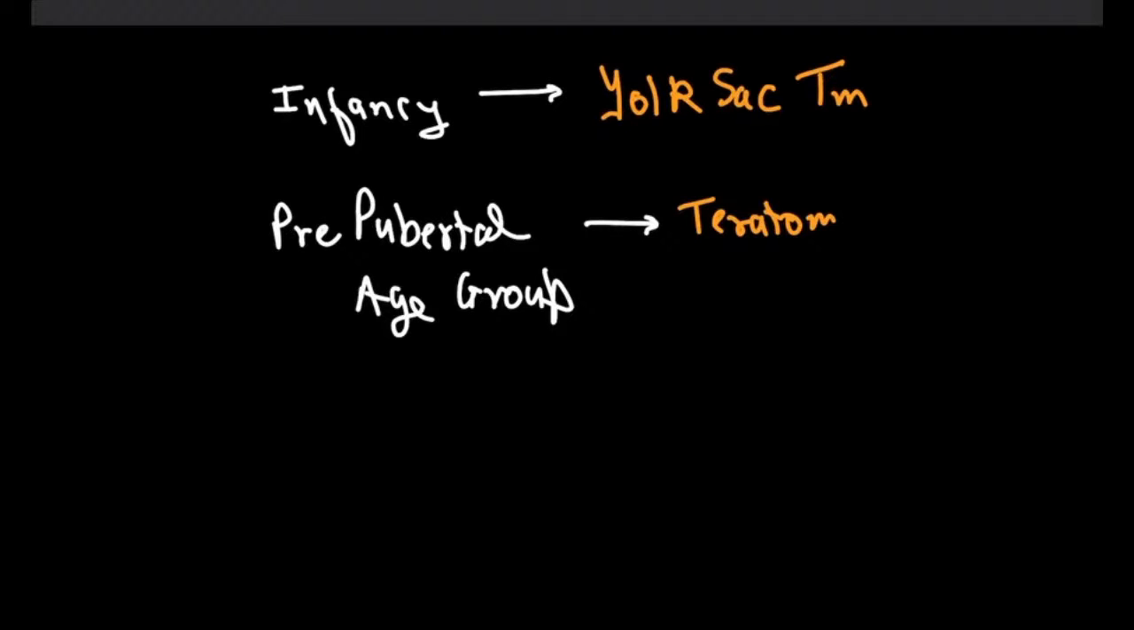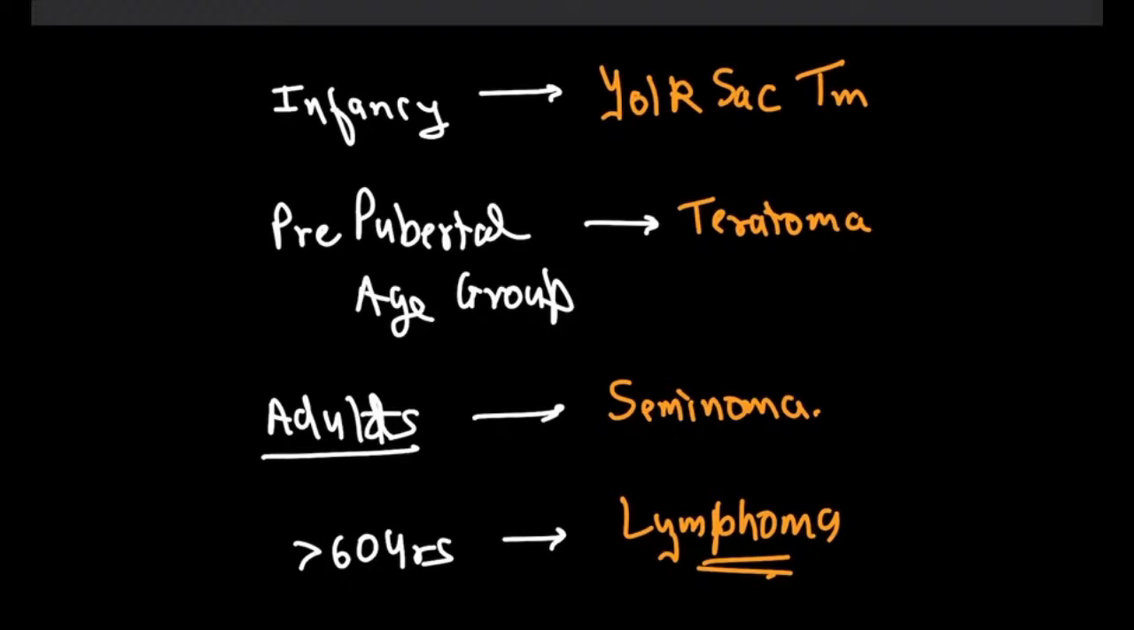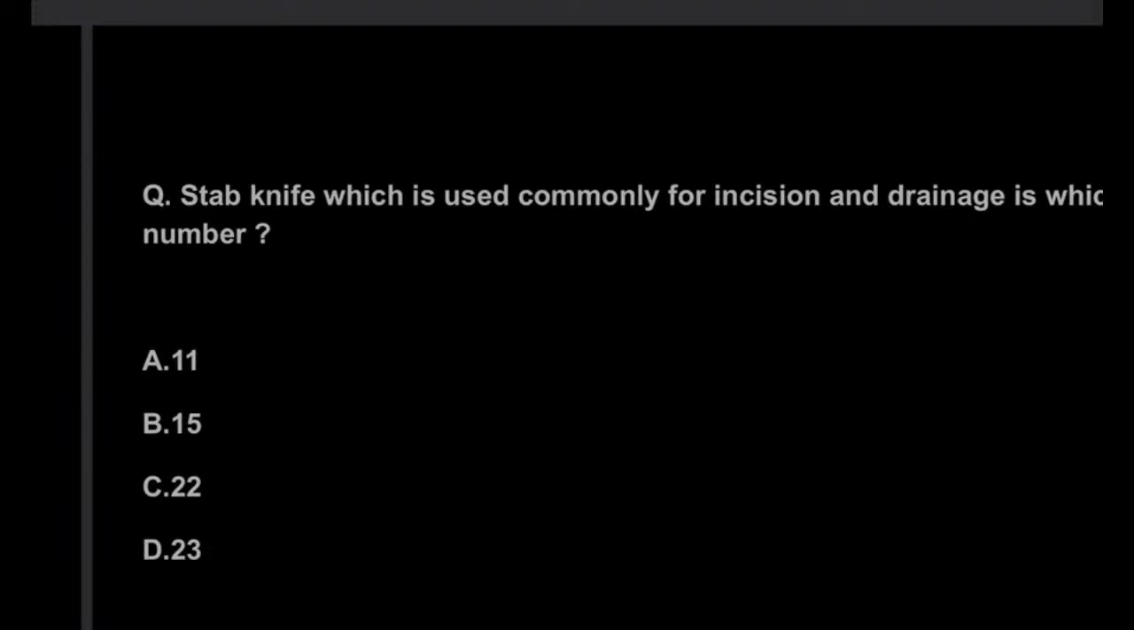If I ask you what is the most common testicular tumor in adults, or let's say in the second or third decade of life, definitely the answer is seminoma. And if I ask you about more than 60 years of age, then your answer would be lymphoma. Hope you get this. So depending on the age distribution, you can say these are the various types of testicular tumors which can occur. It is important, you need to remember that.